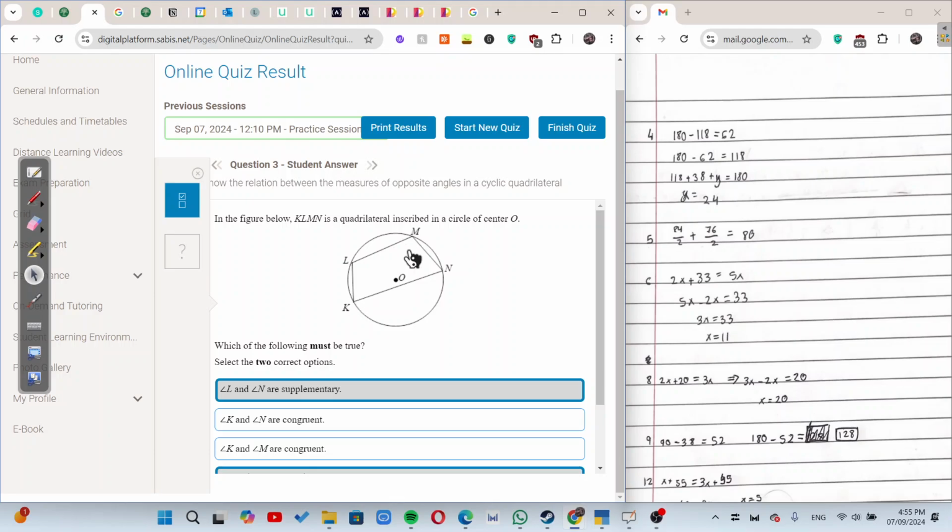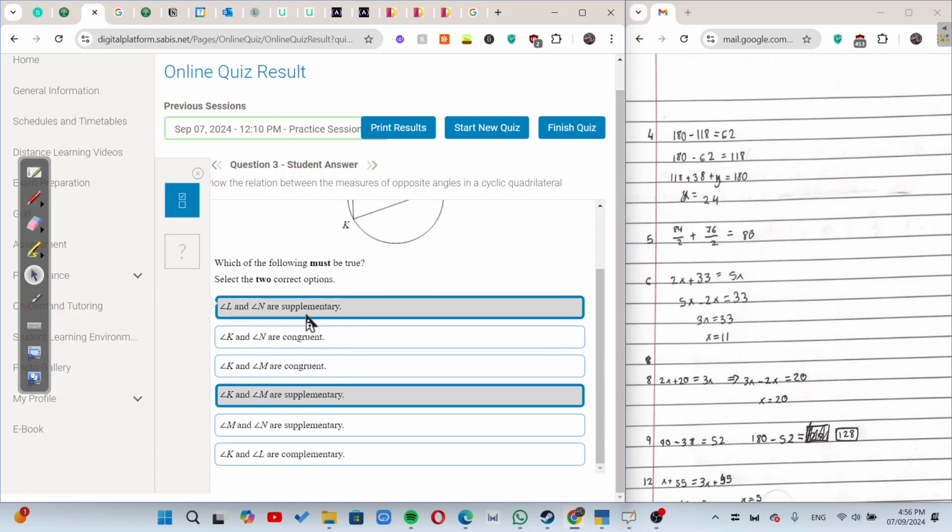Okay, this shape is called a cyclic quadrilateral, and there are a few rules we need to memorize for this shape. There's only one rule so far we know of, which is that opposite angles in this shape have to be supplementary. There are only two pairs of opposite angles, so there are only two answers, and they also told you there are only two answers. So L and N must be supplementary, and M and K must be supplementary. Any other answers are wrong.